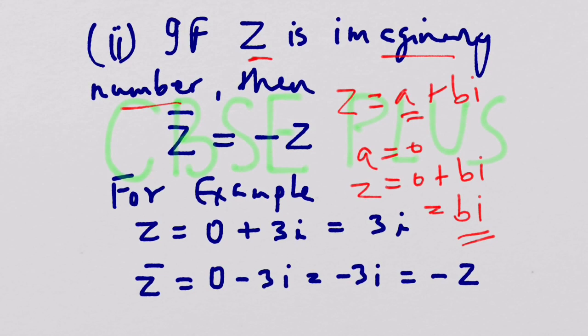For example, z is equal to 0 plus 3 iota, which is 3 iota. So the conjugate of z is 0, this plus is changed to a negative sign or minus, 3 iota, which is minus 3 iota, and minus 3 iota can be written as minus z, because z is equal to 3 iota. Simply it shows that the conjugate of an imaginary number is the negative of the complex number.